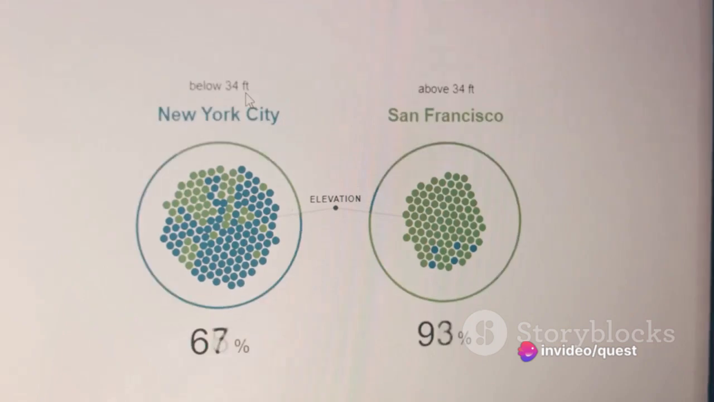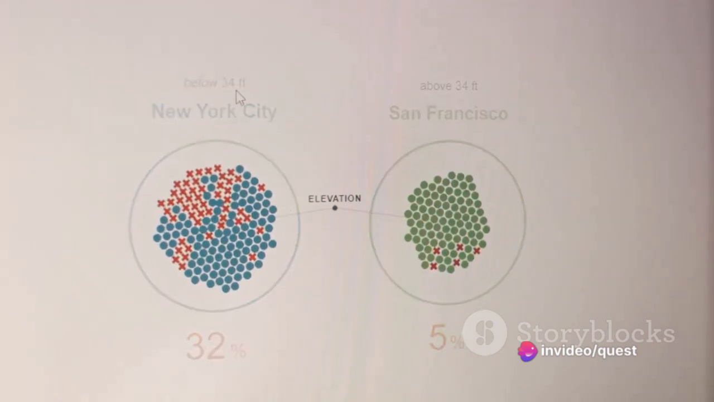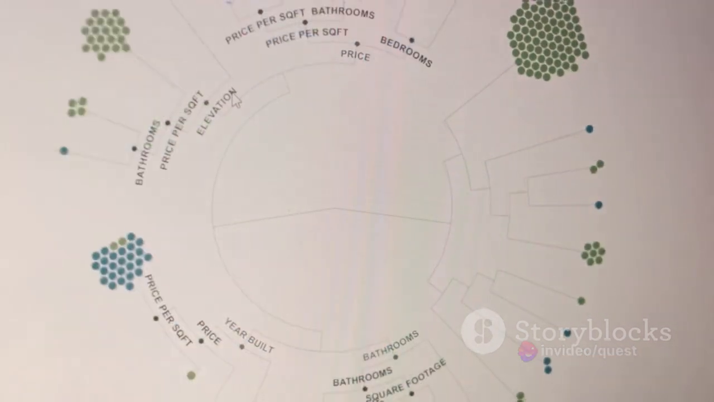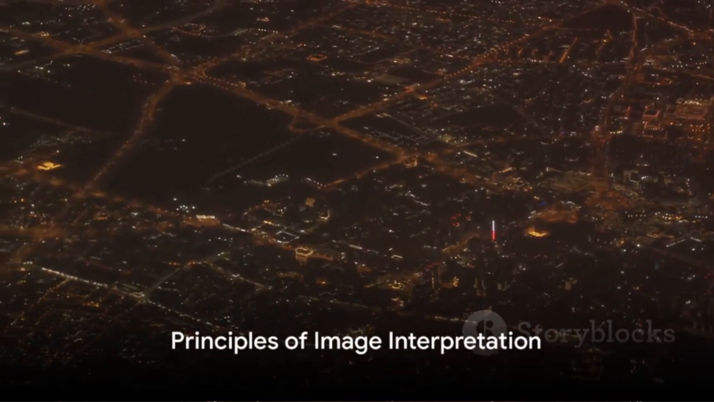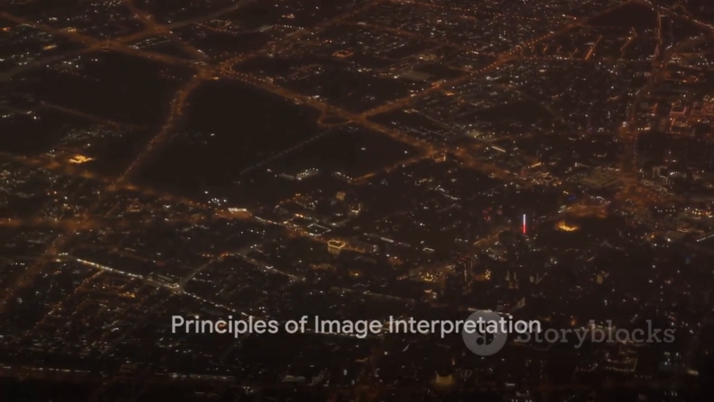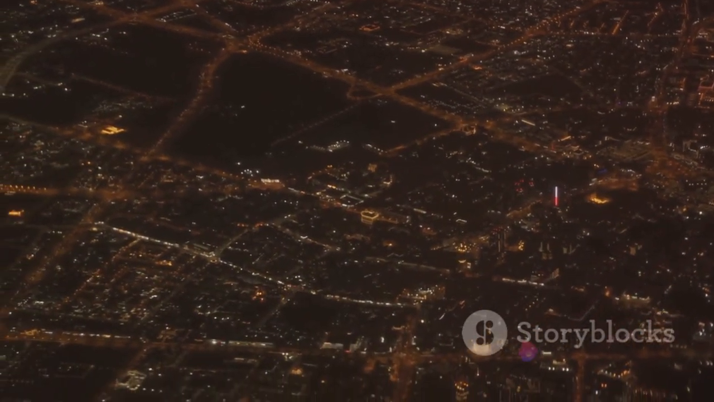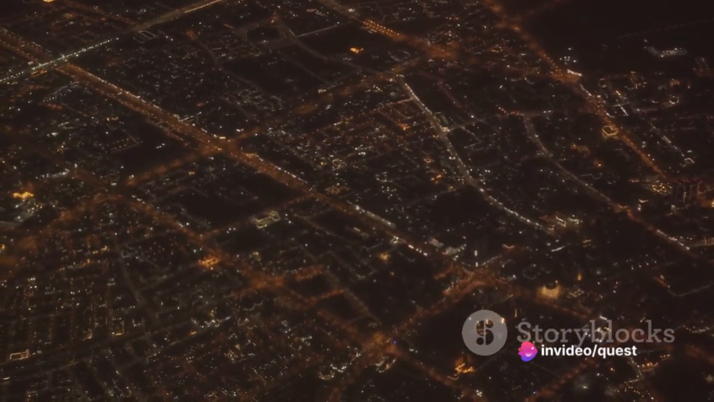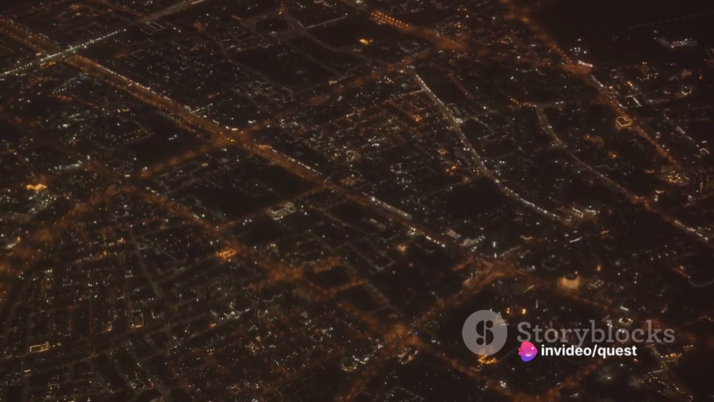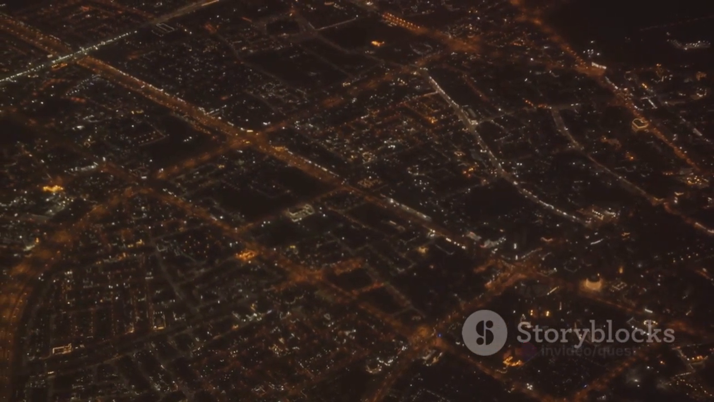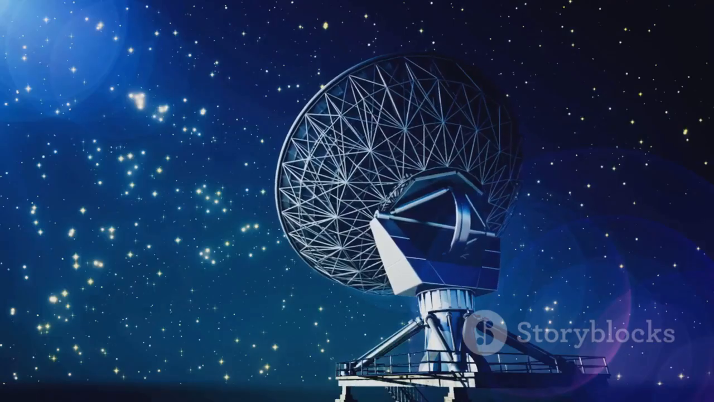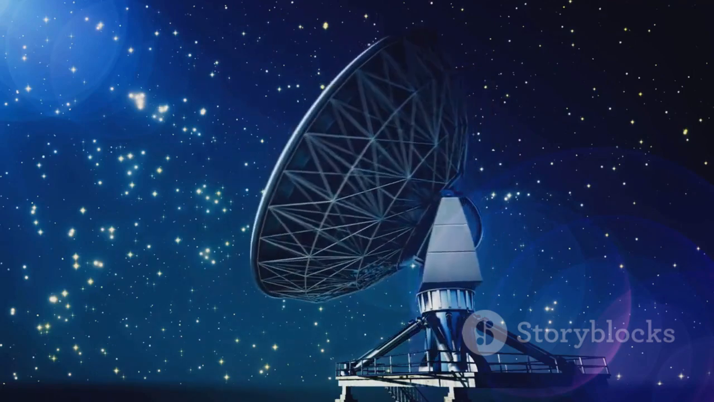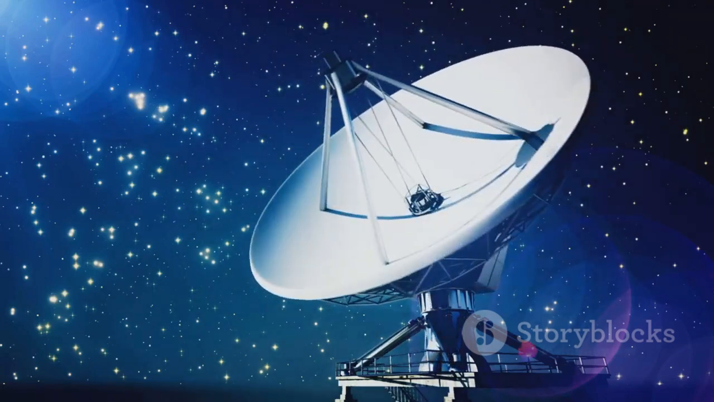The key to unlocking these cosmic snapshots lies in the fascinating process of image interpretation. Image interpretation is not just about looking at a picture, it's a science in itself. It's an art of understanding the world from a different perspective, where the canvas is a sensor's view of the Earth, and the palette is the electromagnetic spectrum. Let's dive into the fundamental principles of image interpretation.